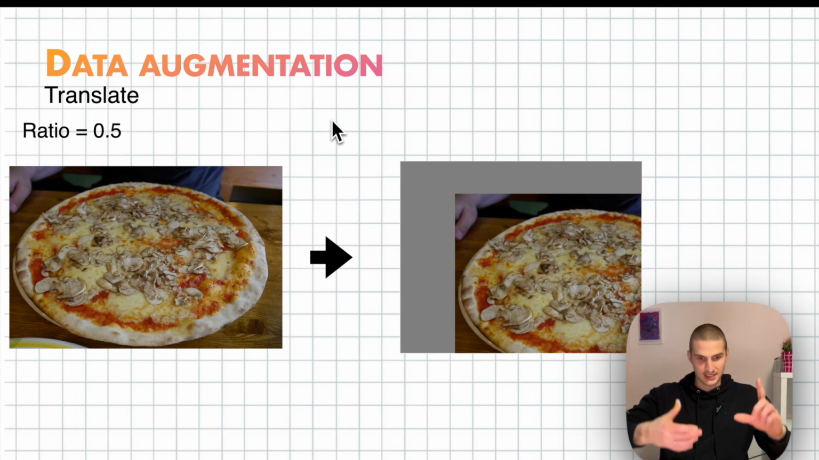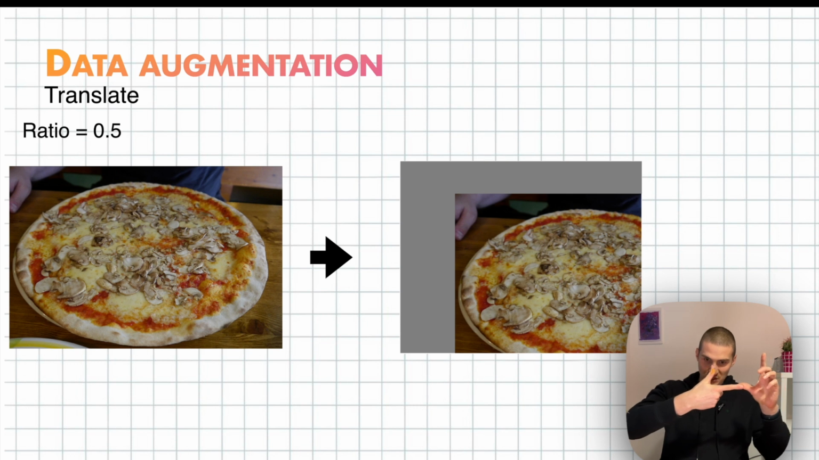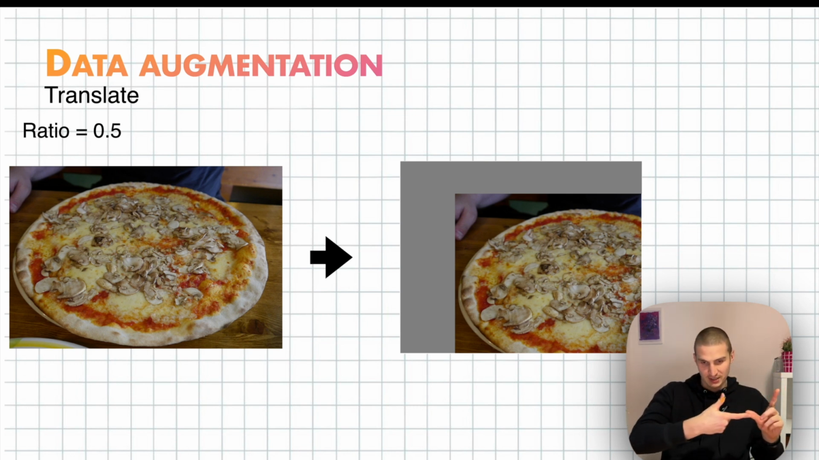Then we have this translate transformation, and in the benchmark, it's used with the ratio of 0.5. What it does is it takes the image and moves it up to 50% to the right or left and up and down, leaving this gray area here. The reason this is needed is to make sure that the model does not remember the exact picture, and that we explicitly put this translation symmetry into the picture, because we know that pizza here and pizza there is the same thing. So the person should be able to recognize that, and so should the model.